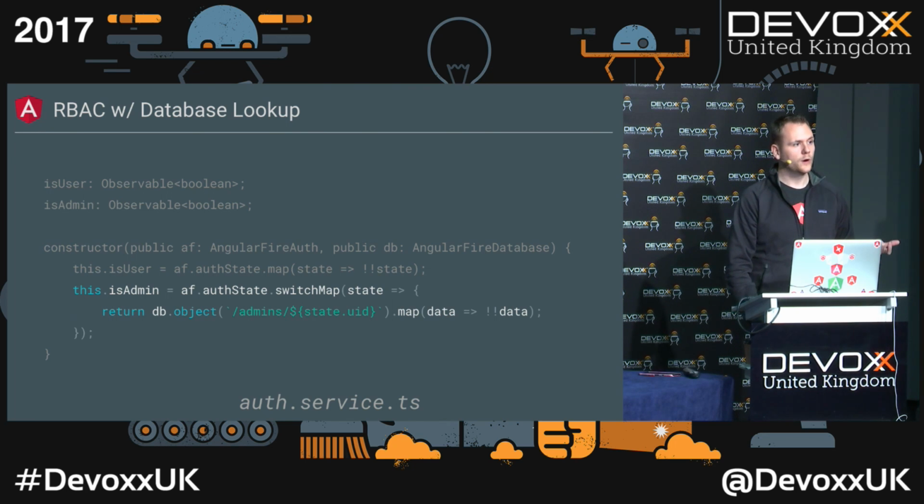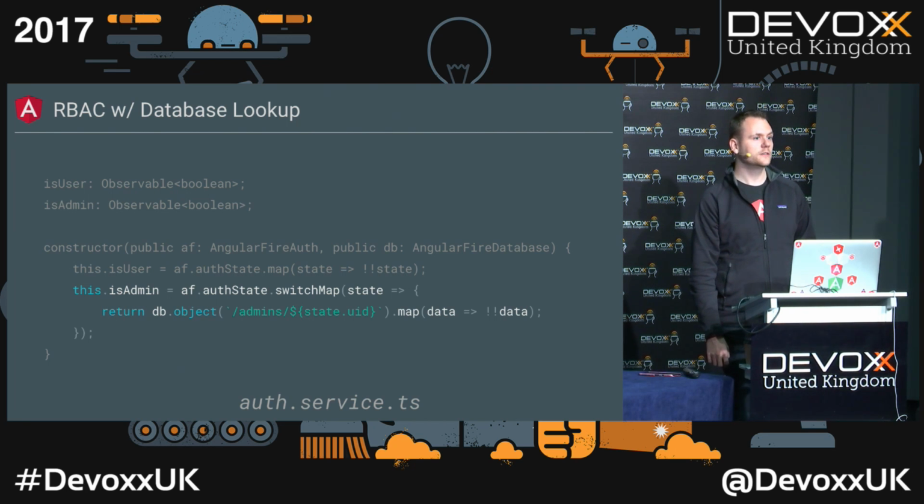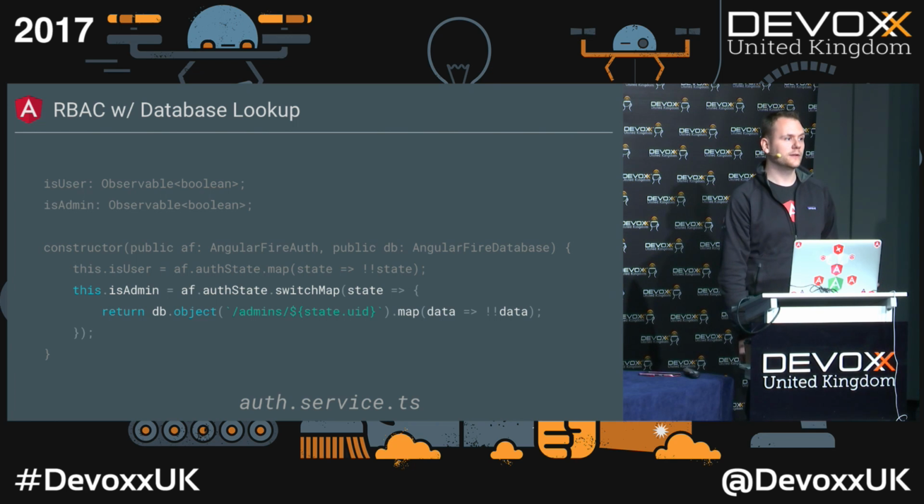The other thing I can do is combine, as we saw before, the auth state, just like we did with the router. Every time the auth state is updated, so if the user logs in or logs out, we get a new observable that emits values from that user's permissions. Here we're actually checking within Firebase to see, does their ID exist in the admin's object? Because if their ID exists in the admin's object, we know that they're an admin. If it doesn't, we know they're not an admin.